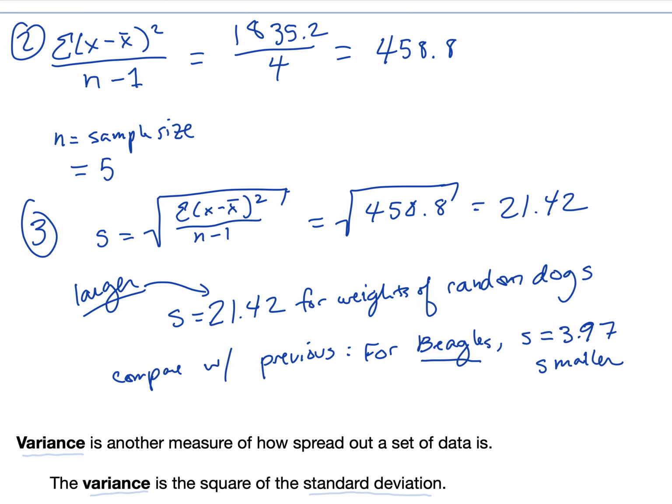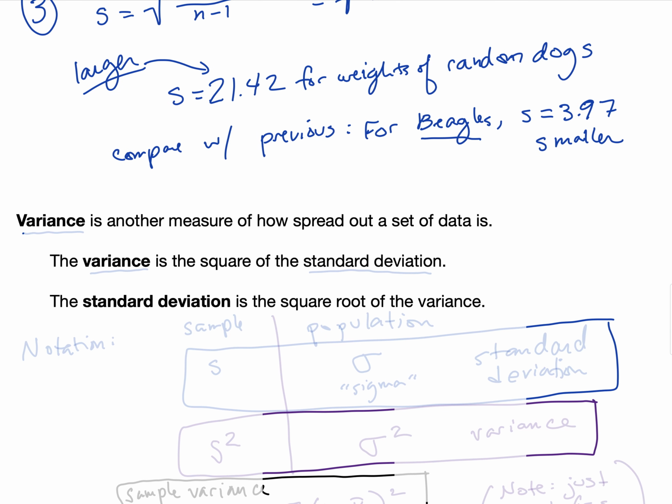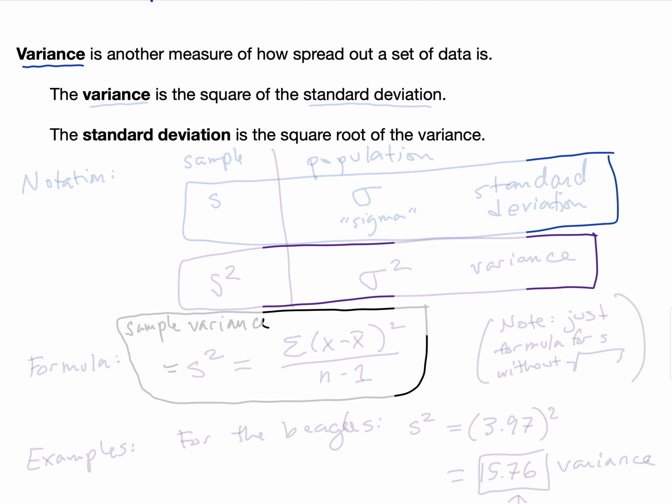So we're going to wrap up this video by talking briefly about variance. Variance is another measure of how spread out a set of data is, and it is very closely related to the standard deviation. So the variance is just the square of the standard deviation, and conversely, the standard deviation is the square root of the variance. So therefore, the notation for variance is very similar.